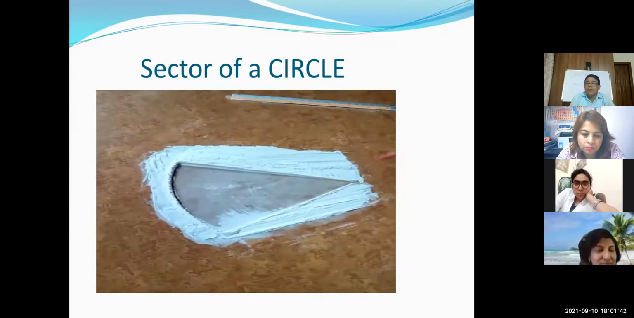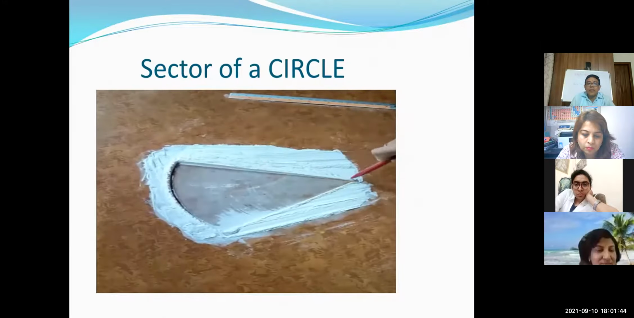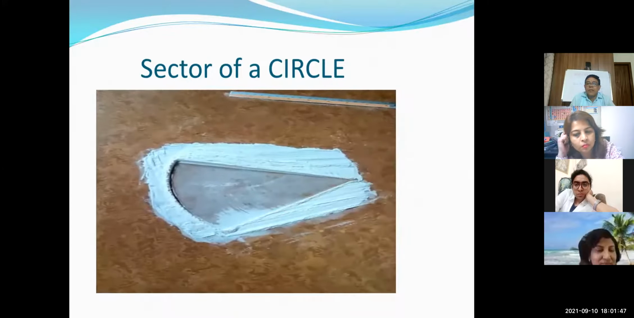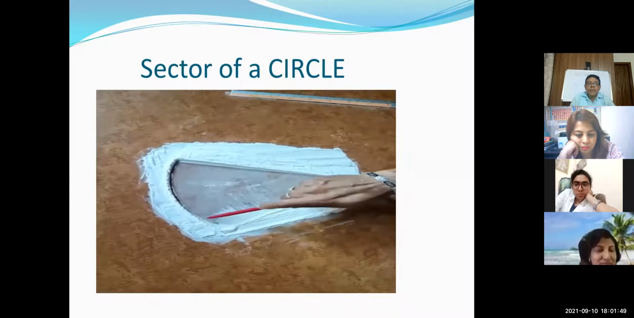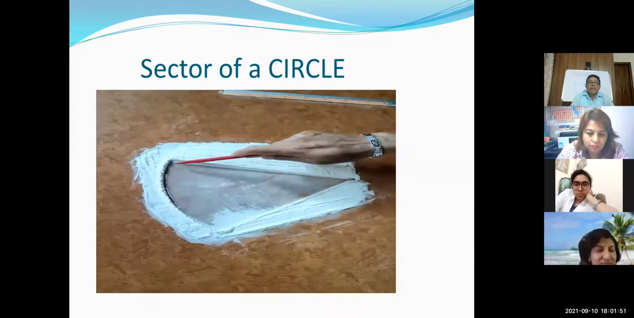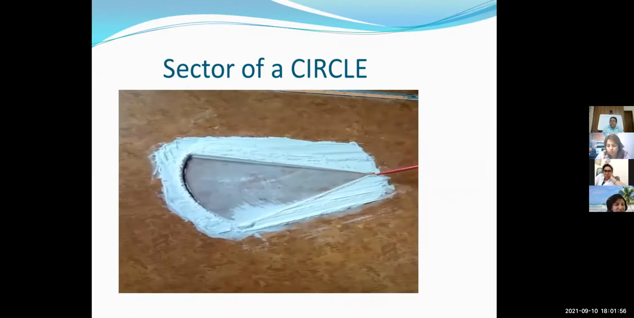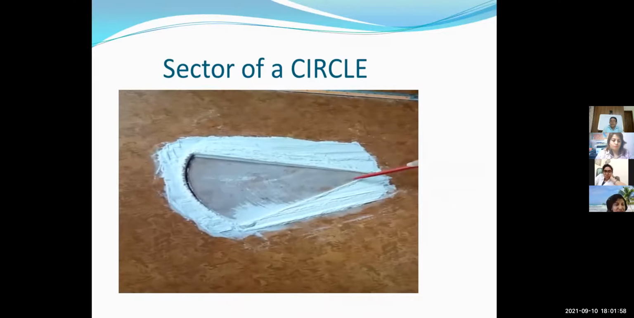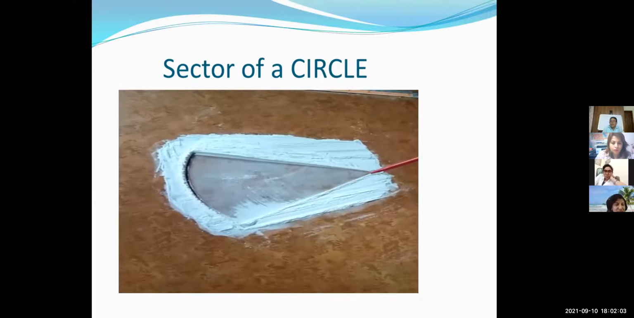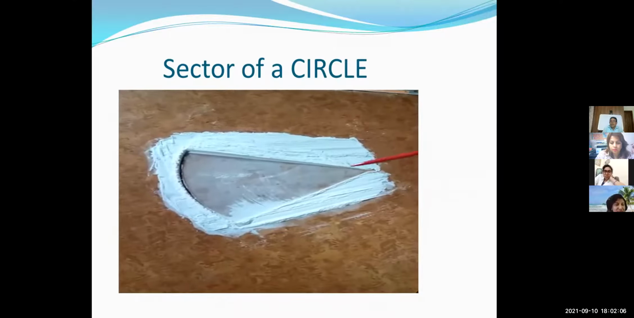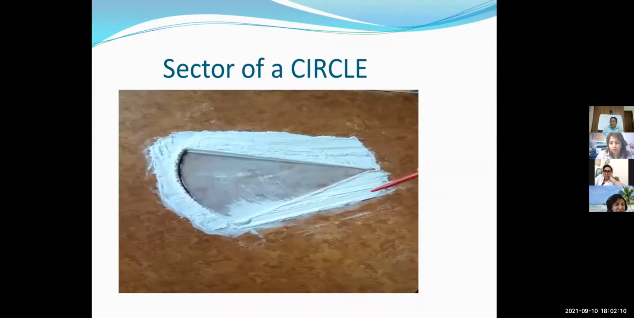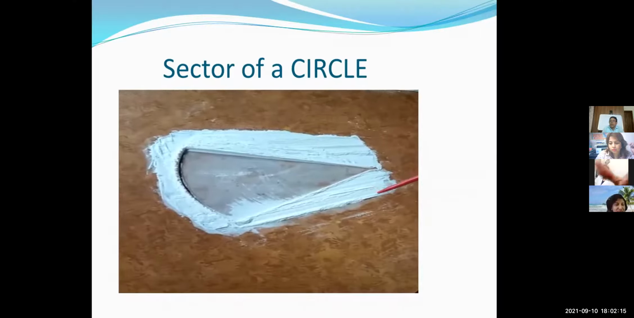Here, we can show the radii of the sector, the arc, which is a part of the circle. This arc makes some angle at the center of the circle, which is the angle of the sector, usually denoted by theta. When these things are shown live, things become simpler and more comfortable for learning.